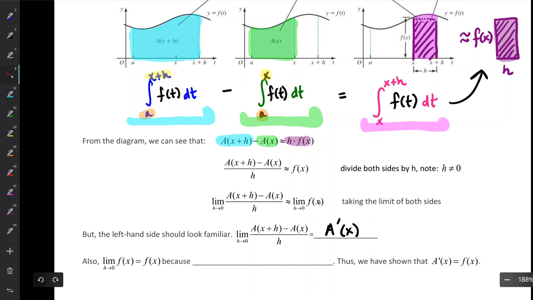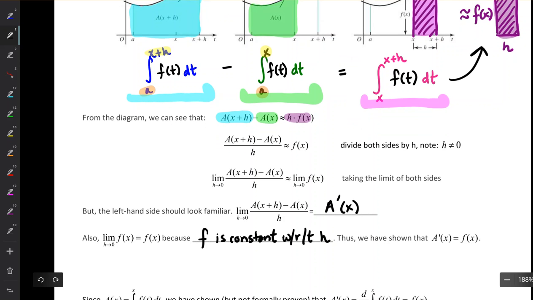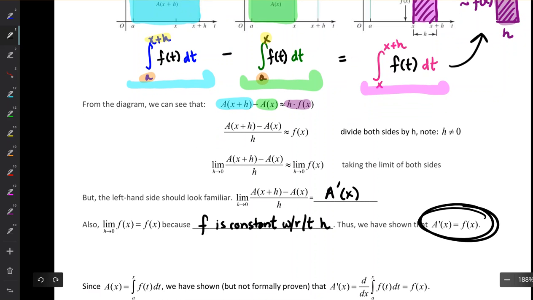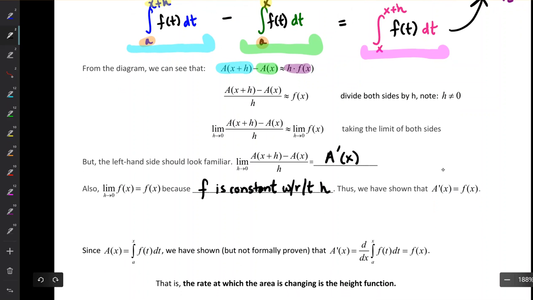And the limit as h goes to 0 of f of x is just f of x, because f of x is constant with respect to h. There's no h's there. F is constant. I'm going to write WRT, but for with respect to h. So here's the big conclusion. The derivative of the area so far function is my height function. When we differentiate A, we get f.